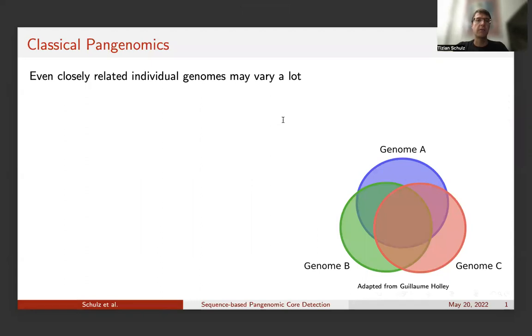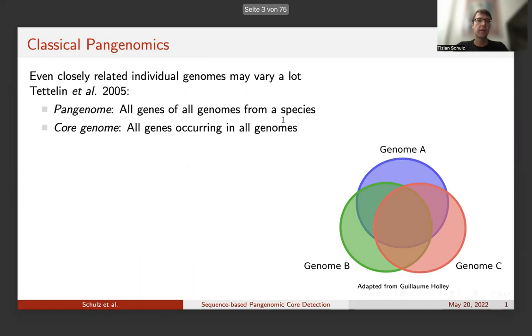If we compare different individual genomes that are closely related, for example, because they come from the same species, we may find that they actually still vary a lot. And this gives rise to the topic of pangenomics, which was first introduced by Tettelin et al. in 2005. They introduced two new notions. First, the notion of the pangenome, which is the set of all genes from all genomes of some species, and the core genome, which is then the subset of genes that occur in all these genomes.